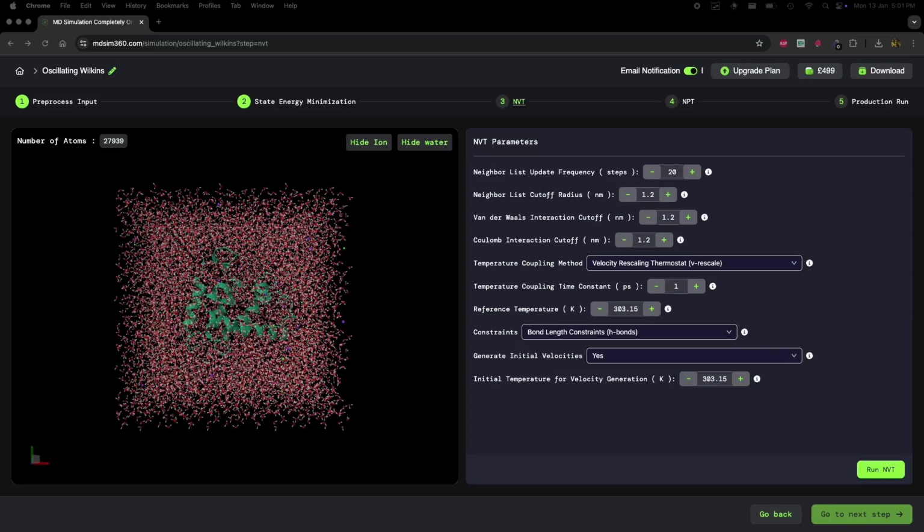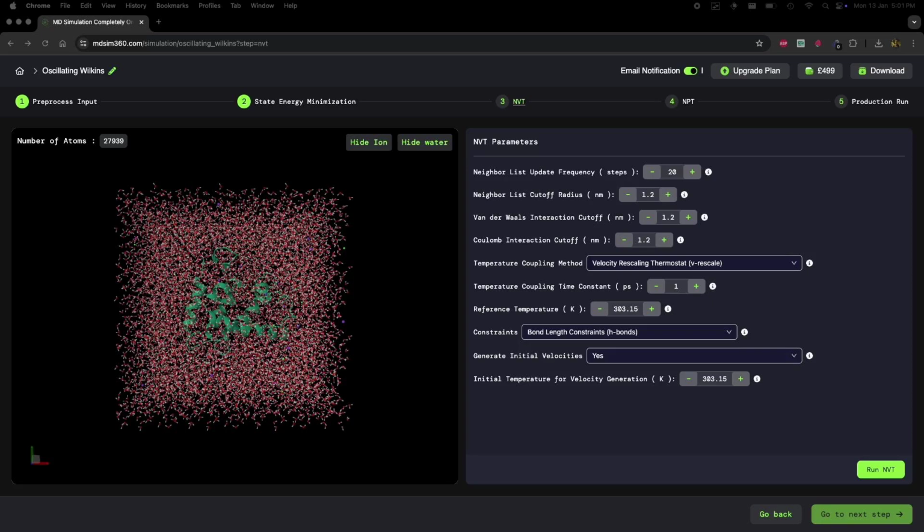The velocity rescaling thermostat controls temperature by adjusting the velocities of the atoms. If the system is too hot, the thermostat will slow down the atoms. If it's too cold, it speeds them up, keeping the system at a steady temperature.